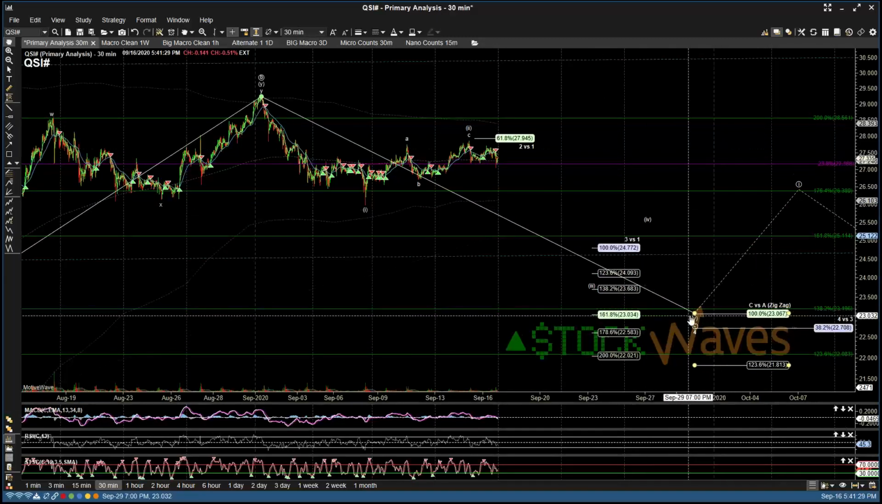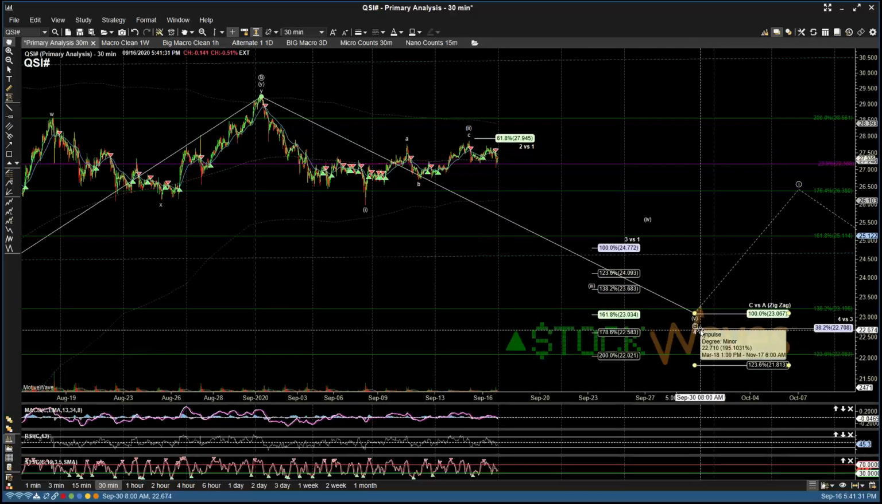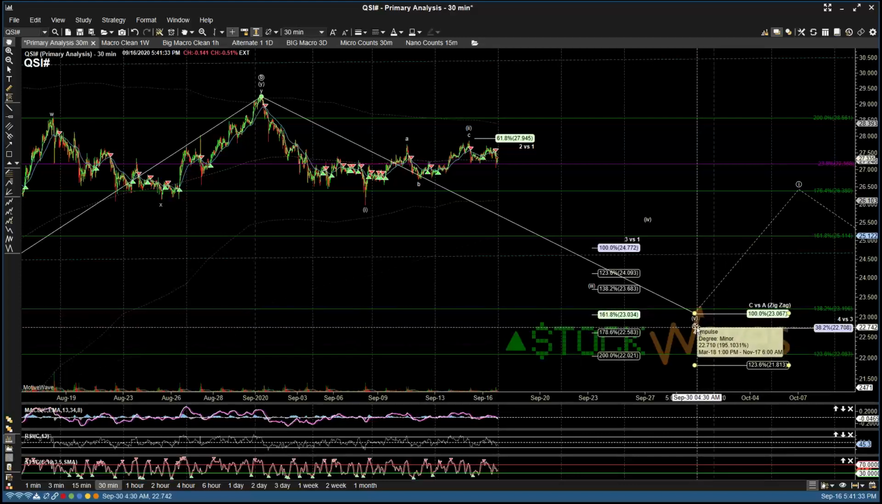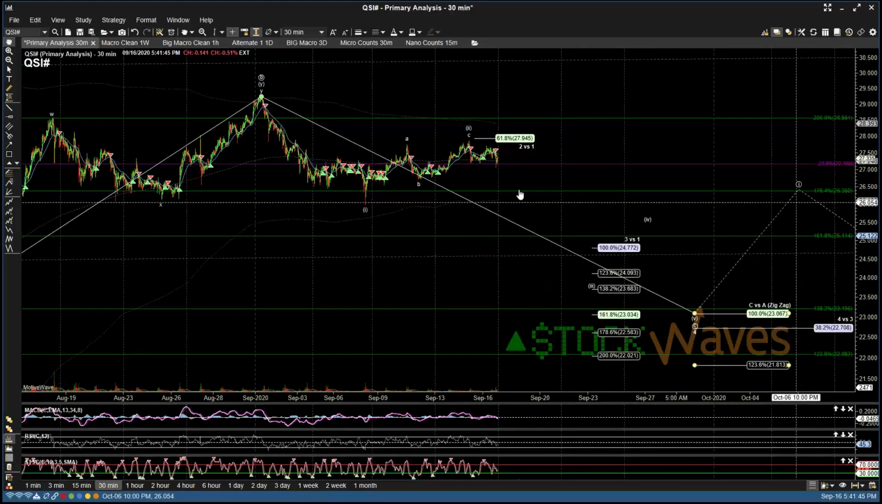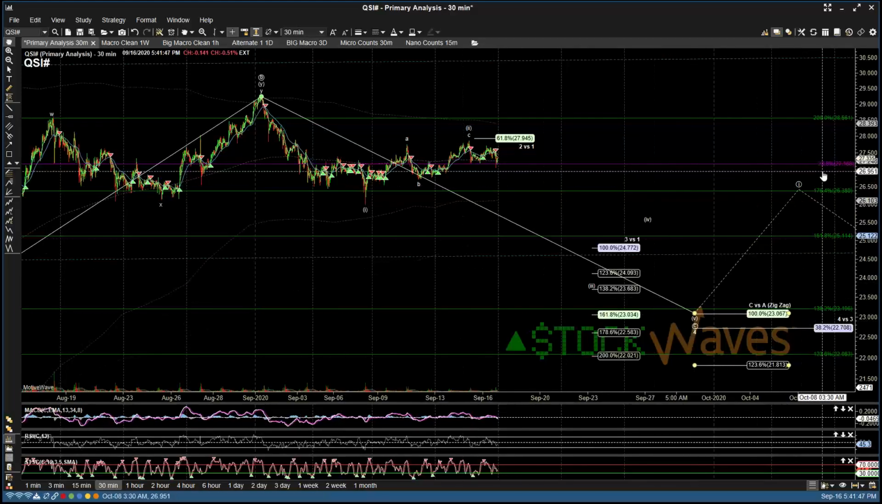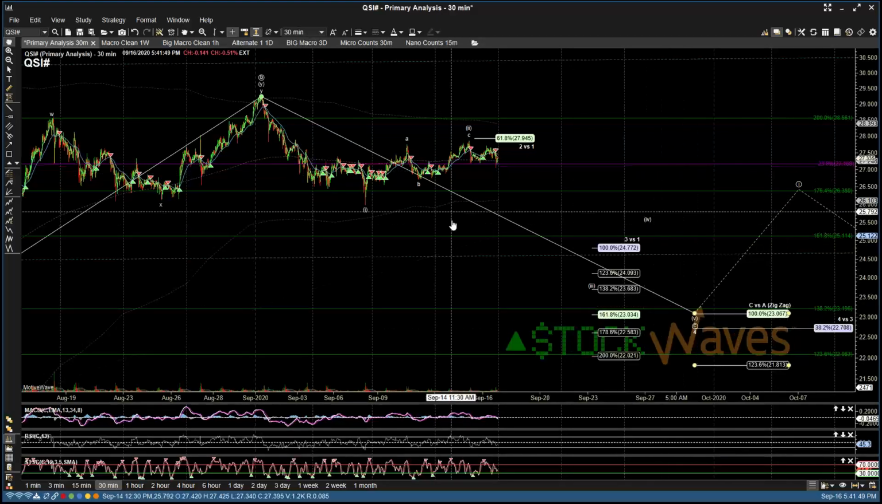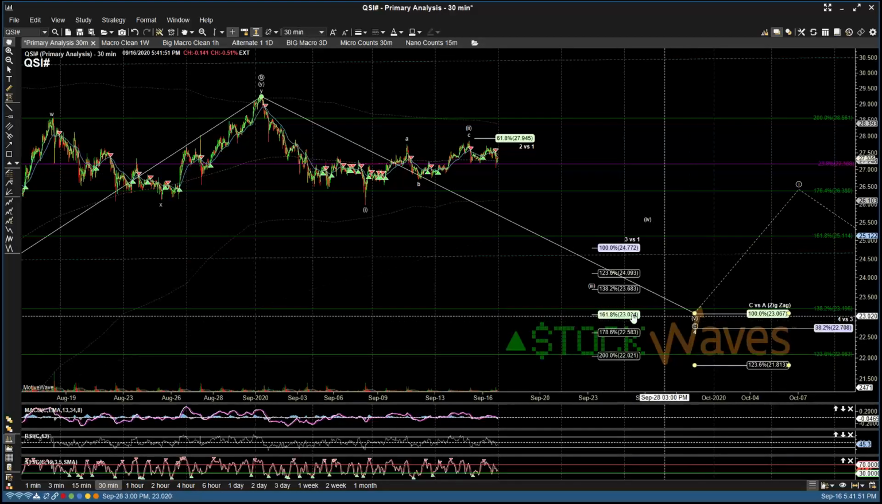The ideal target is in the 23 to 2270 region to complete that C of 4 and set up the start of the fifth wave. So yeah, I do see 5 waves up potential, but I think we're still in the 4th wave of that. So we need a 5th wave up after this consolidation completes.